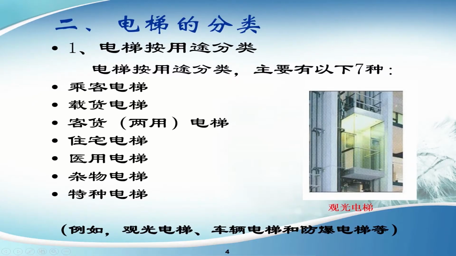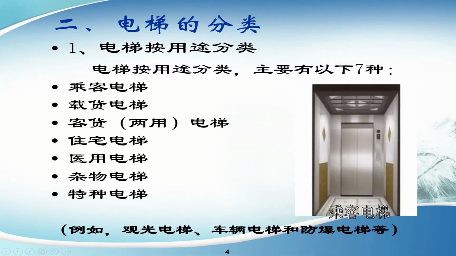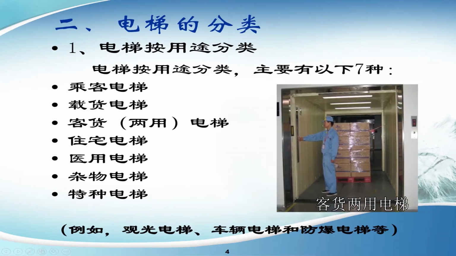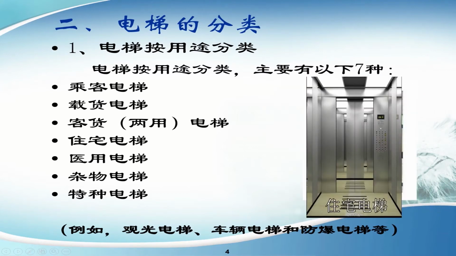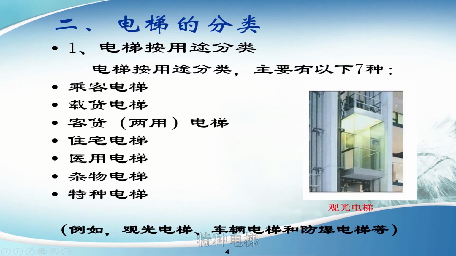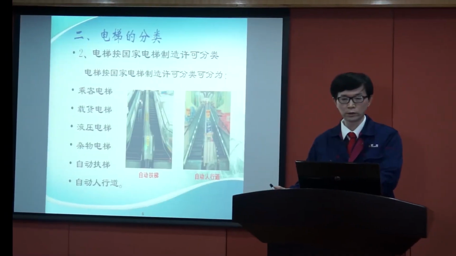Elevator classification. The elevators are classified by use. There are seven main types of elevators: passenger elevator, freight elevator, passenger and cargo dual-use elevator, house elevator, medical elevator, sundry elevator, and special elevator. For example, sightseeing elevators, car lifts, and explosion-proof elevators, etc.